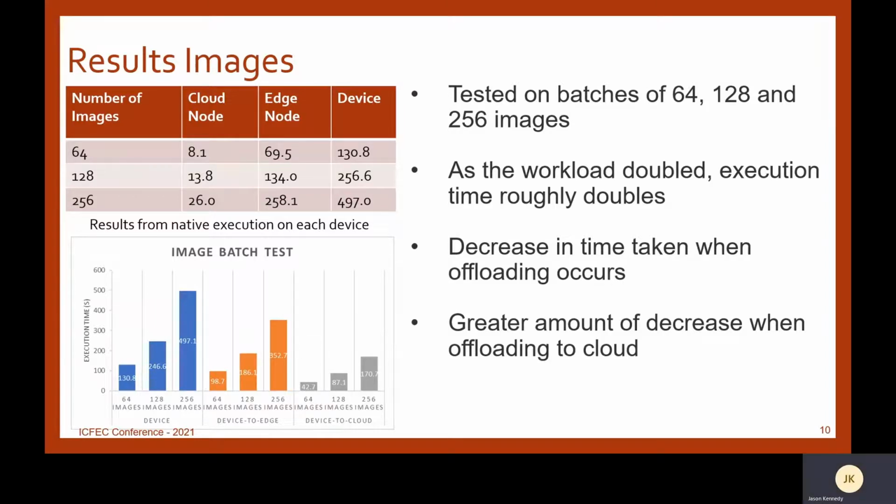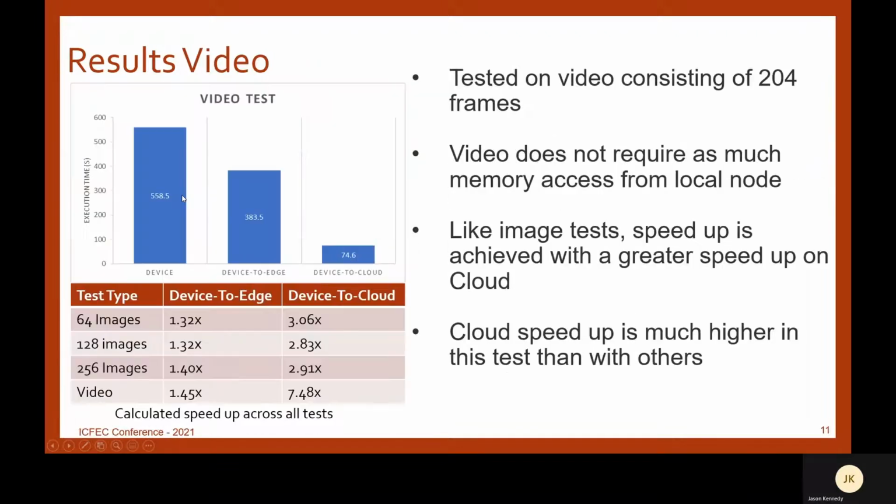So in this graph we can see that the execution time falls when we offload to the edge, and then falls even more when we use the cloud. And this is what we would expect to see, as the cloud has a much more powerful accelerator. So in terms of our video results, the video we used was a 204 frame clip, and a key difference is that OpenPose does not save the output of a video test like it would with images.